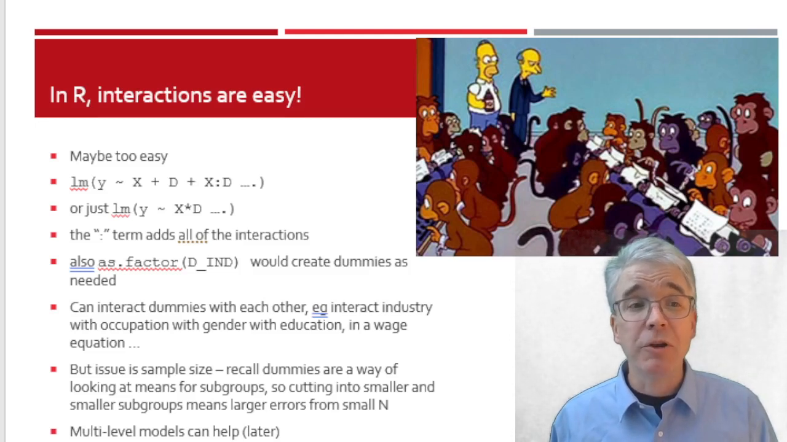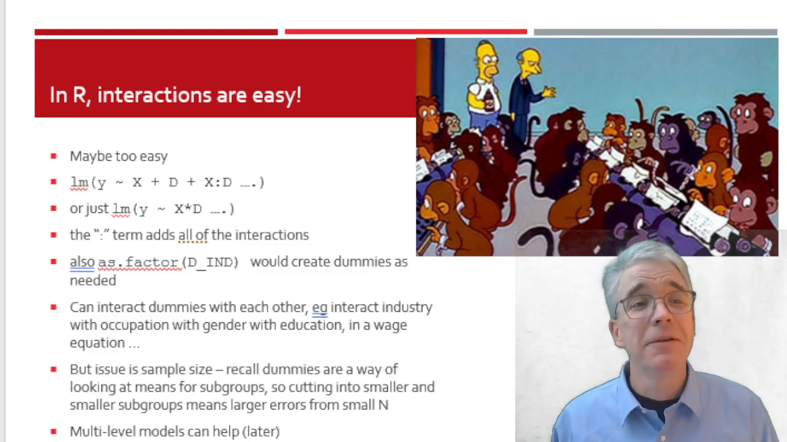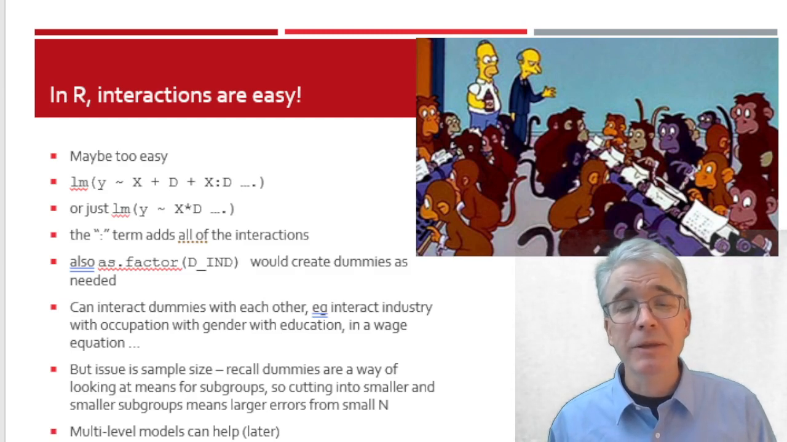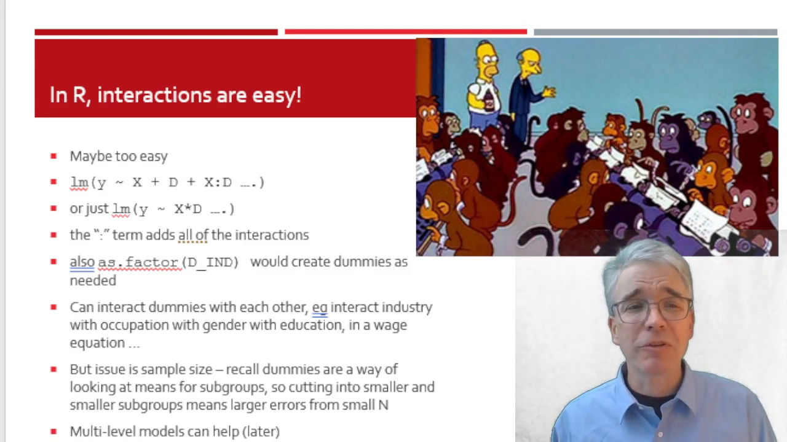That can be efficient when you know what you're doing, but sometimes be a little crazy making if you're left wondering, where did all that output come from? In the data sets that we're using, sometimes you need to tell R to treat certain variables as factors. That will create the dummies that are needed, and then you can interact them together to your heart's content.